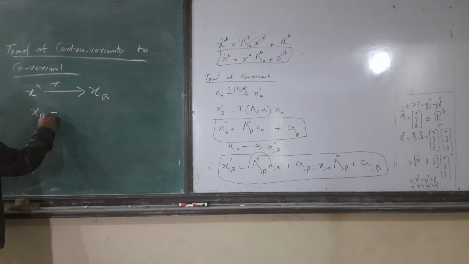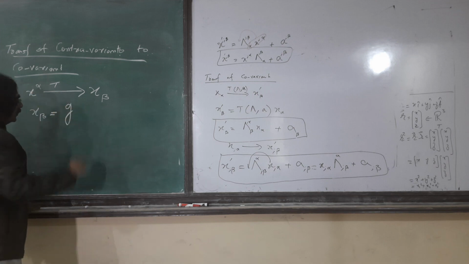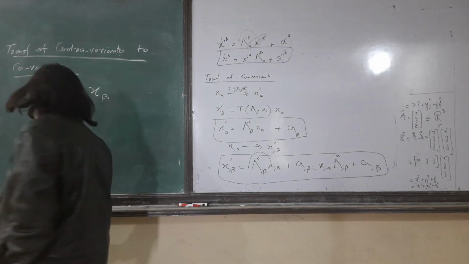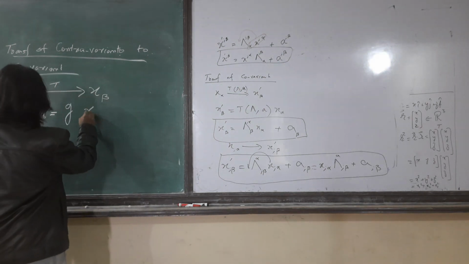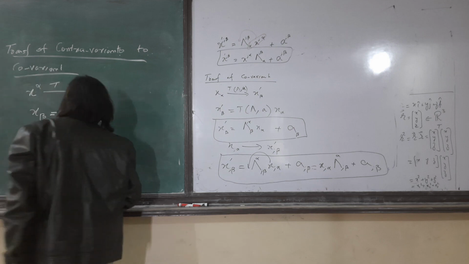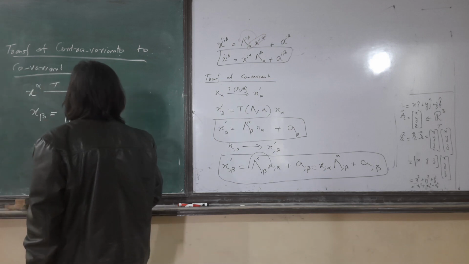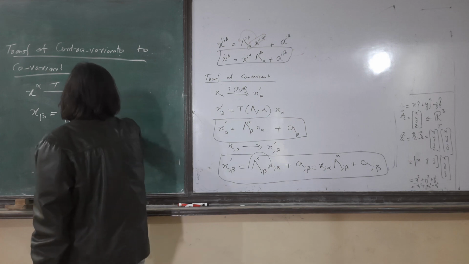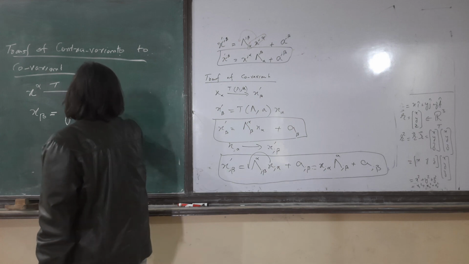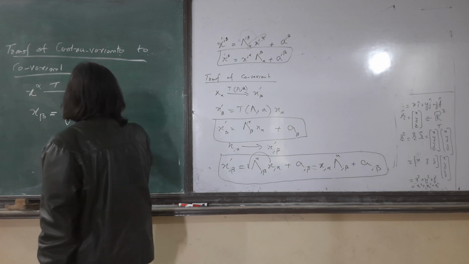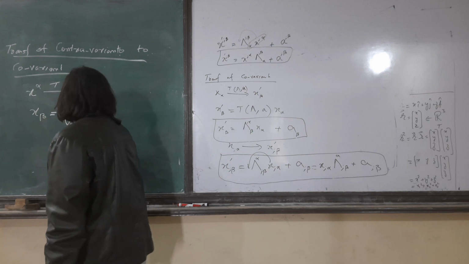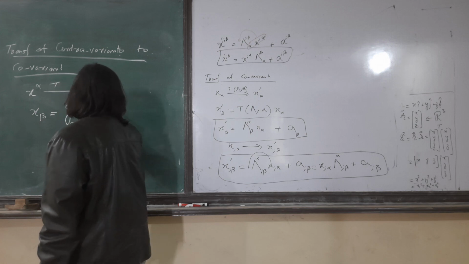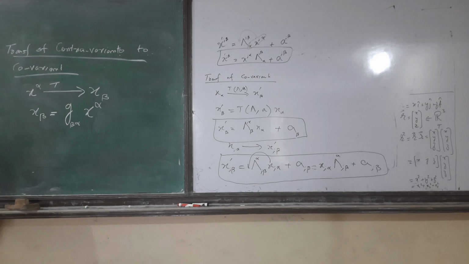x beta will be... This is new, this is old. This transformation is defined as J, times x alpha. Beta and alpha: column is contracting with row. Okay, got it?